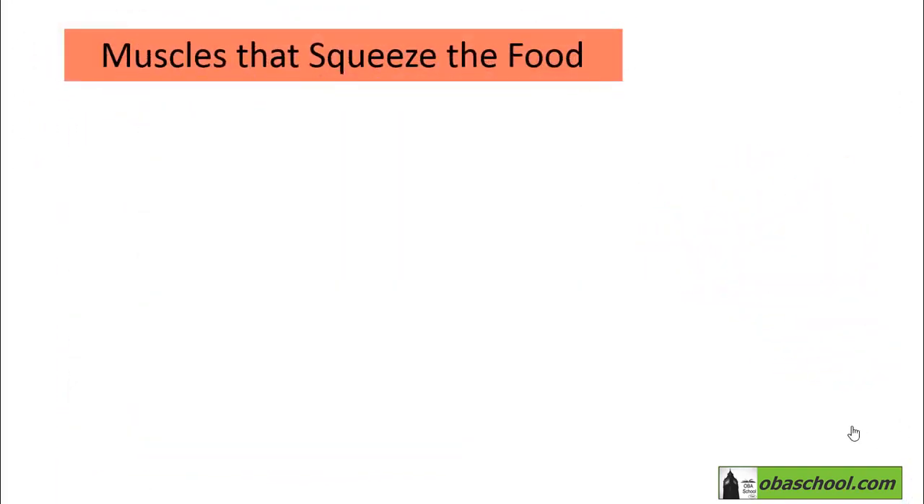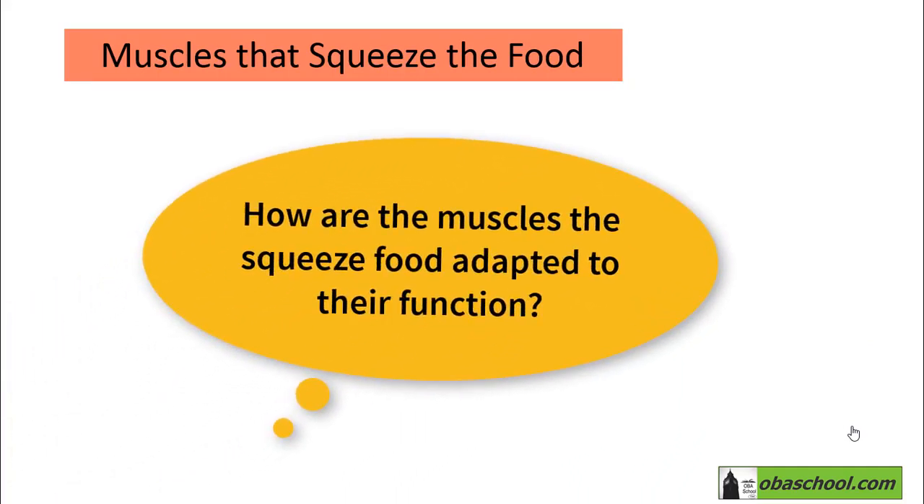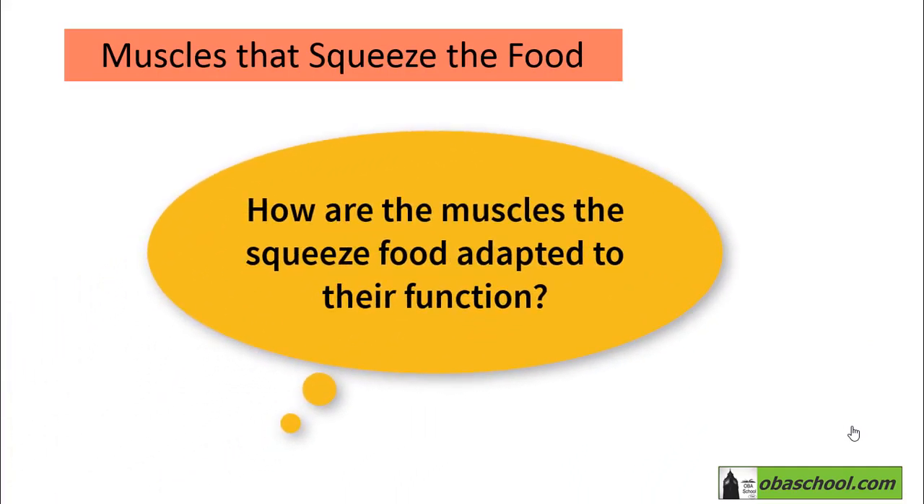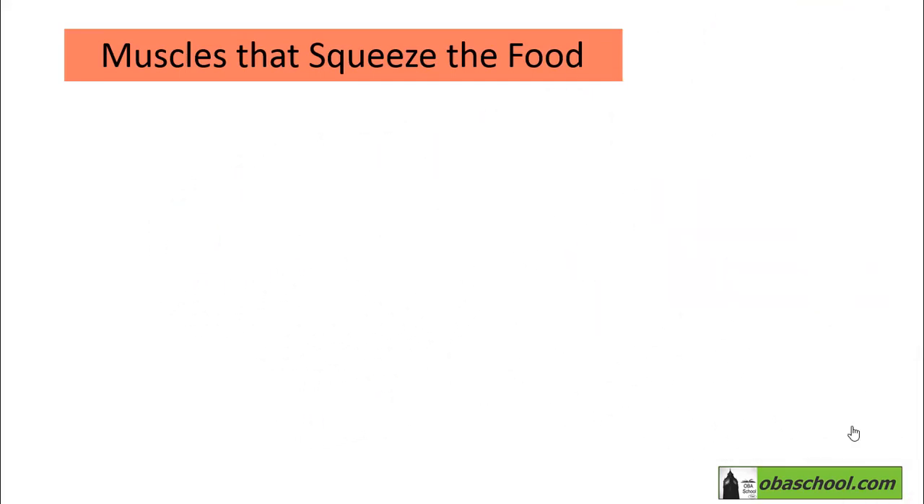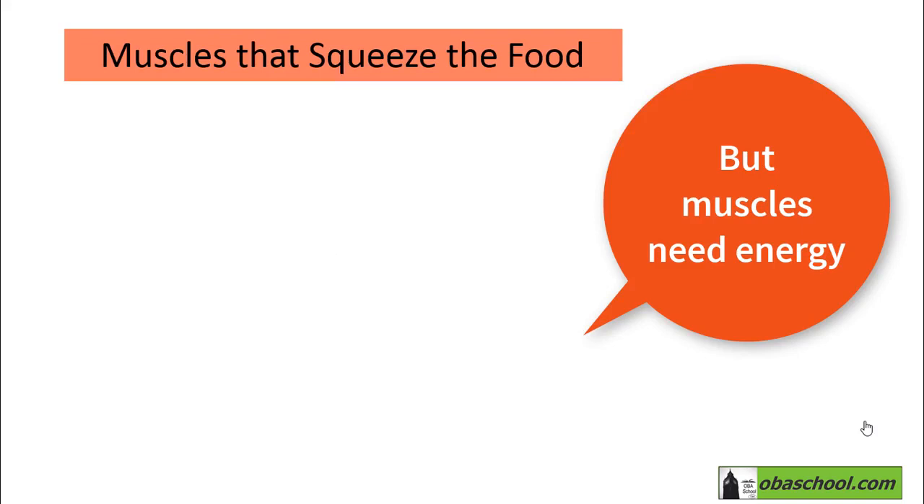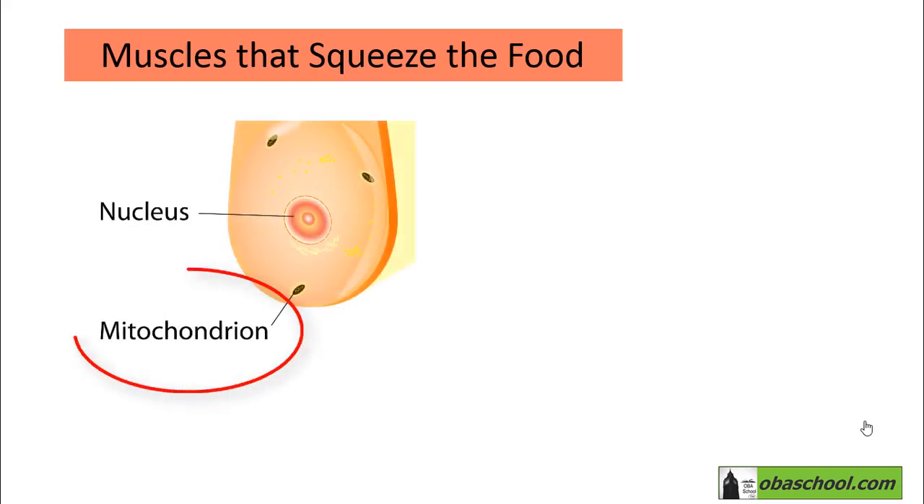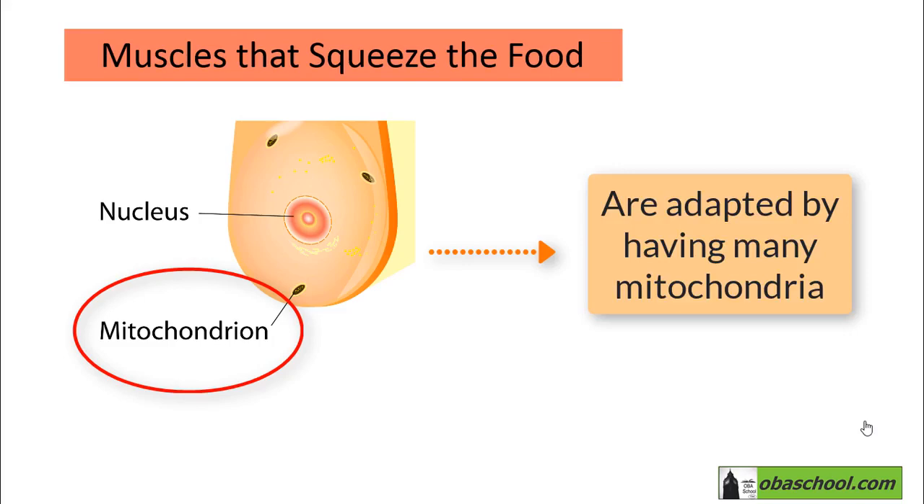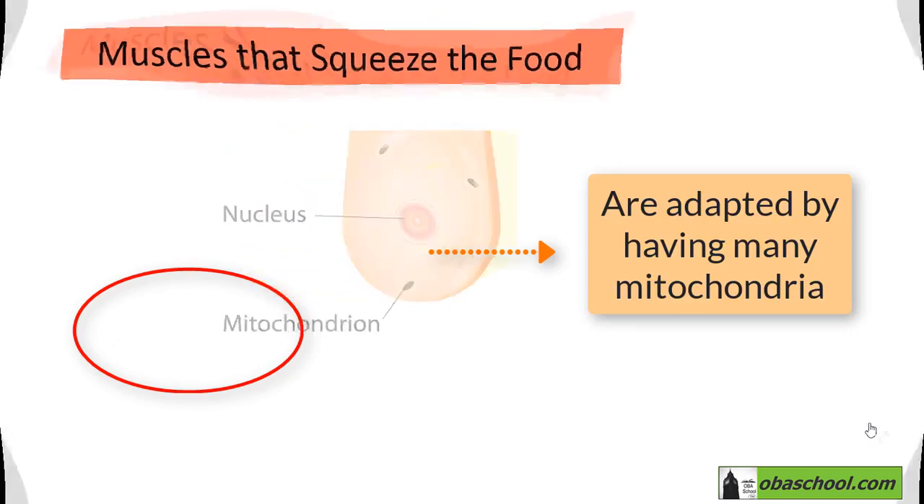On the other hand, how are the muscles that produce peristalsis movement adapted to their function? Peristalsis movement occurs by the muscles that line the small intestine to squeeze food along. But muscles require a lot of energy to produce movement. And since we know that energy is generated by the mitochondria, the wall of the small intestine is adapted to this function by having many mitochondria.